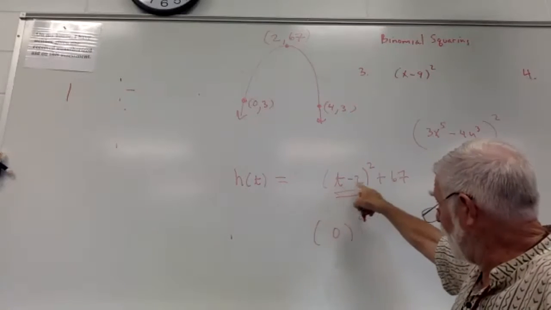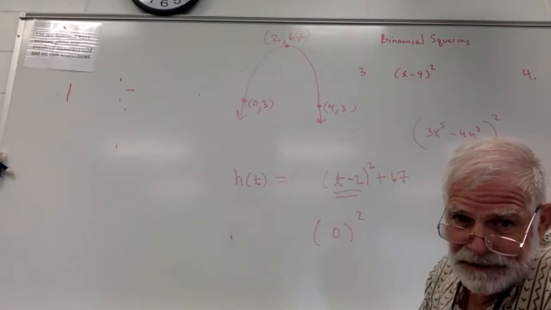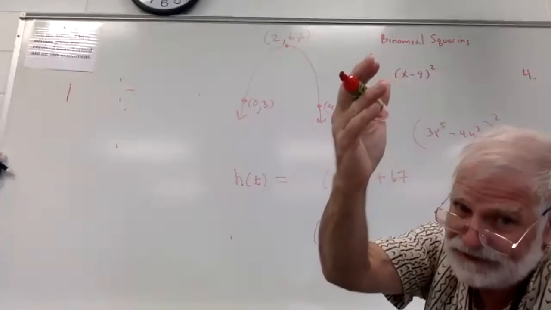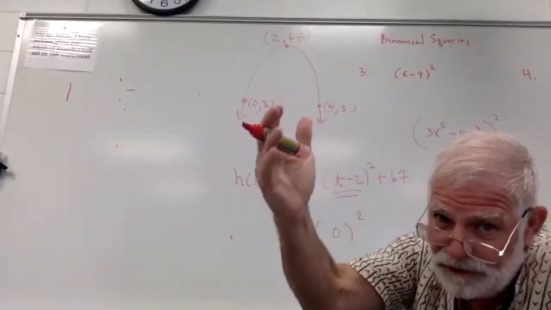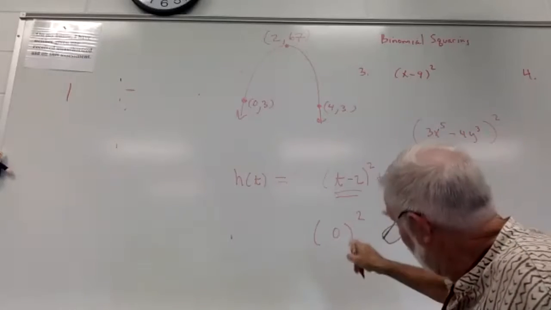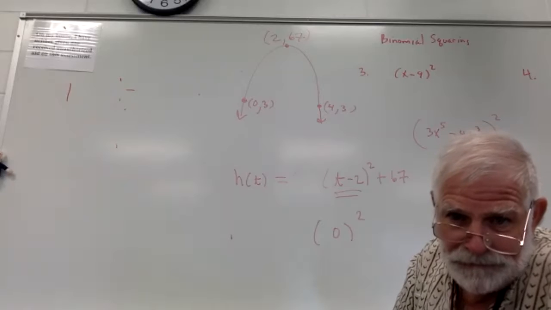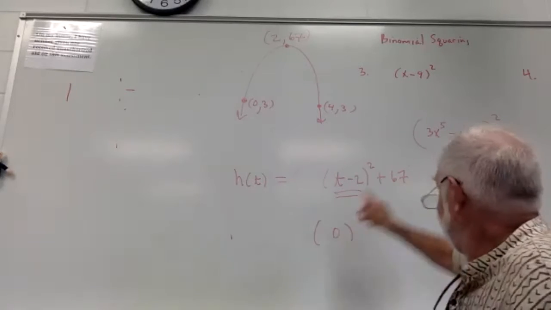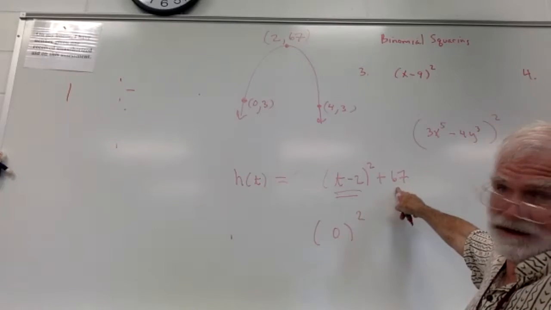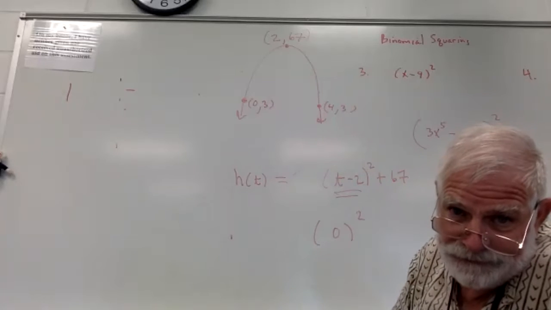If I put 2 in, 2 minus 2 is 0. Don't I get 0 squared? And at the beginning of the class, didn't we say 0 gets you 0 is the most important place on a parabola? We've just created the most important place on that parabola. And what is the amount? You put a 2 in, you get a 67. And now we're going to build quadratic change from there.